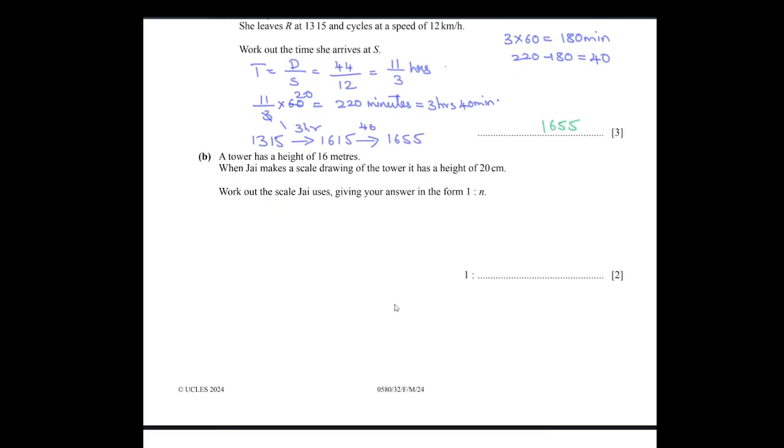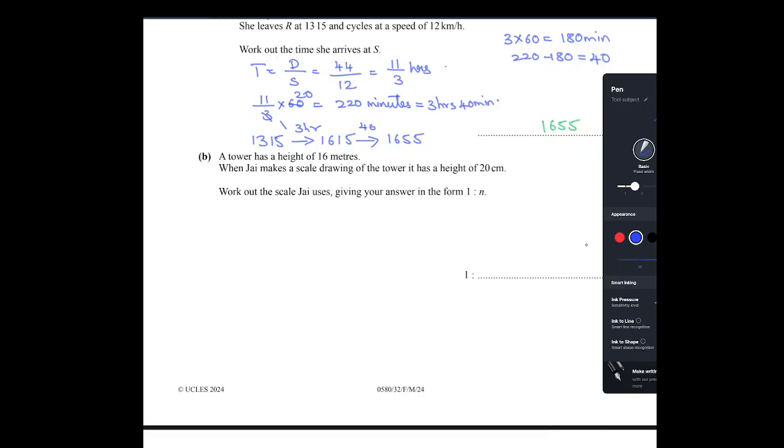A tower has a height of 16 meters. When Jai makes a scale drawing of the tower, it has a height of 20 centimeters. Work out the scale Jai uses, giving your answer in the form 1:n. So 16 meters is how many centimeters? You have to do that first. Change it into centimeters. Then divide it with 20, because we need the scale here.